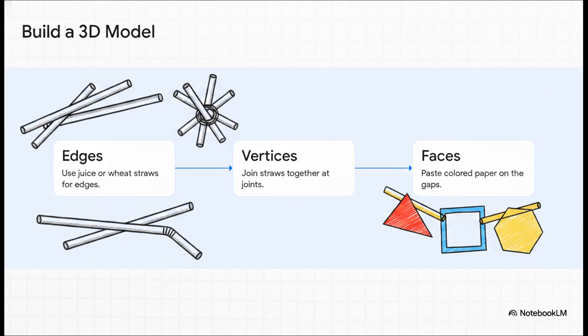To truly cement this idea, the source text outlines a brilliant physical exercise to prove this structural anatomy. You can actually build your own hollow 3D model right at your desk. You just use simple juice or wheat straws to act as the edges. Then, you connect them at the joints to form the vertices. Finally, you paste distinct colored paper over the empty gaps to create the flat faces. It's a perfect physical manifestation of geometric theory.